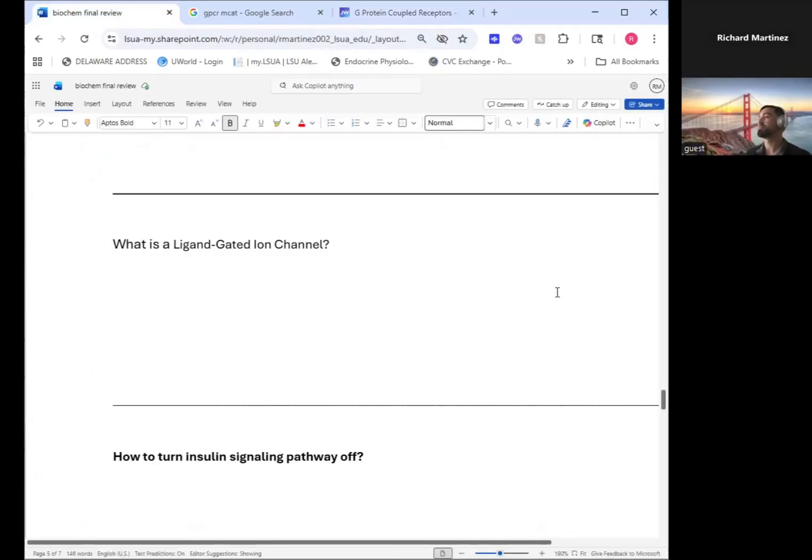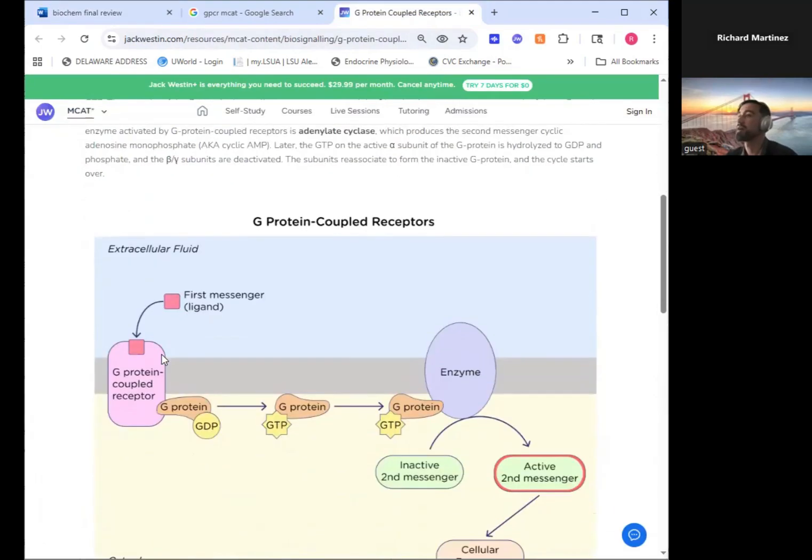Third, enzyme-linked receptor, sorry. That's when there's a reaction that triggers in the cell. So there's a ligand that'll bind. Same thing, so let's look at this picture. I can find a better picture for you.